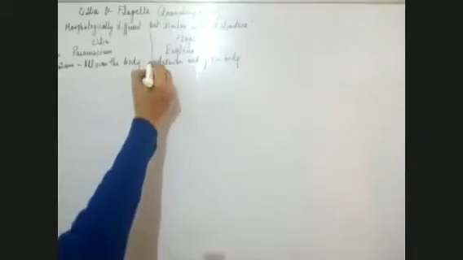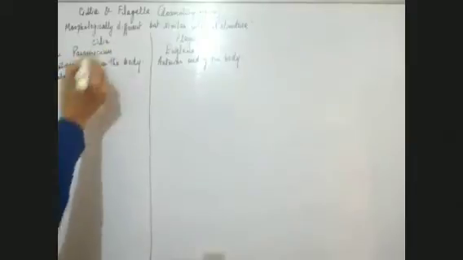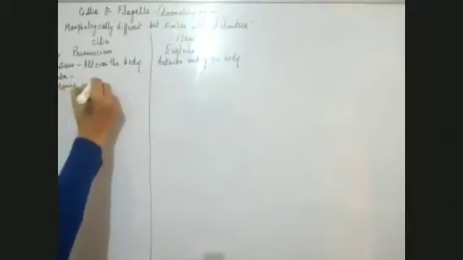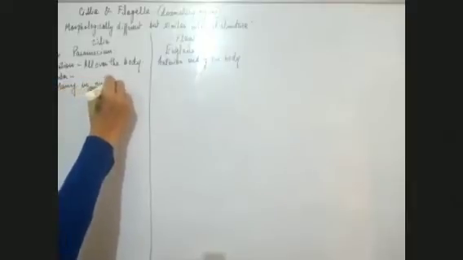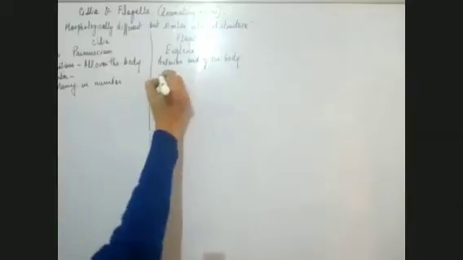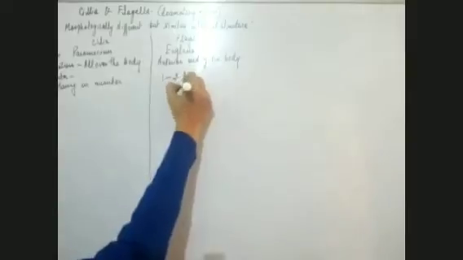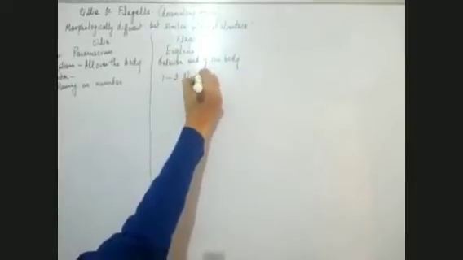Now, another point of difference is their number. When we consider their number, the cilia are many in number, or they are numerous. Whereas if we consider flagella, there can be 1 to 3 flagella present, or 1 to 4.